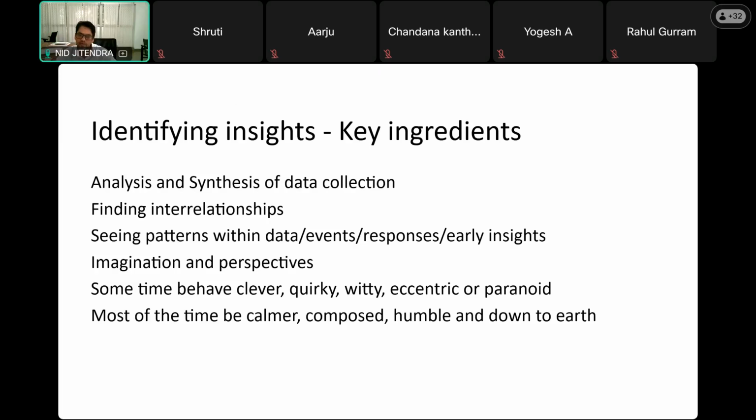Most of the time, you should be calmer, composed, humble, down to earth to know what is there in the scenario. Many times it happens, like entrepreneurs are in haste. They are very eager to find out things. And sometimes they lose out key insights emerging from the given situation. So be very composed when you are going for understanding the situation and getting some insights out of it.